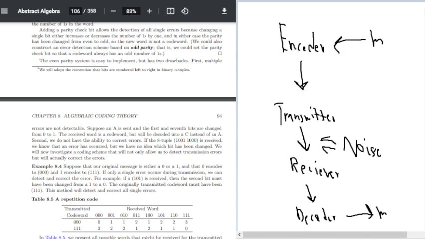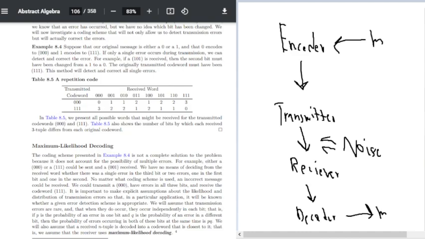We will now investigate a coding scheme that will not only allow us to detect transmission errors, but will actually correct the errors. Example 8.4. Suppose that our original message is either a 0 or a 1, and that 0 encodes to 000, and 1 encodes to 111. If only a single error occurs during transmission, we can detect and correct the error. For example, if a 101 is received, then the second bit must have been changed from a 1 to a 0. The originally transmitted code word must have been 111. This method will detect and correct all single errors.